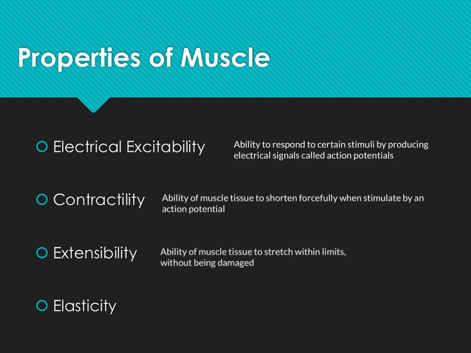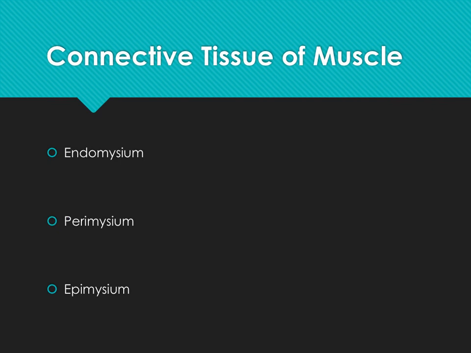And then finally, there's elasticity. And this is the ability of the muscle tissue to return to its original length and shape after contraction or extension. Later on, as we talk about the structure of the muscle fiber, you'll see how muscle has this ability to contract, have that elasticity, and then go back to normal and be stretched. And so we'll take a look at those different things later on.